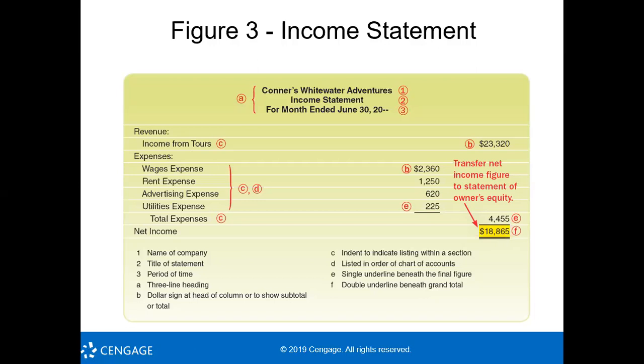Not too bad. On your first exam, you have to be able to prepare a basic income statement like this. And it really is just this simple. Revenue minus expenses equals net income. And then this net income amount, 18,865, flows to our statement of owner's equity. It says that here: transfer net income figure to statement of owner's equity. So this 18,865 shows up on our statement of owner's equity as well.